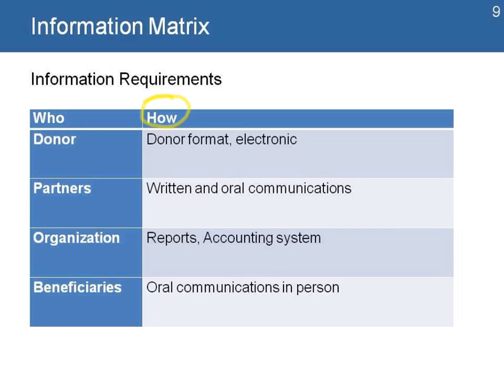Next is how. And this is important because the requirements is not the same for everybody. The donor might need a specific format in which the information needs to be organized. It may need it to be sent electronically. Partners might need it written or oral communications. The organization needs specific reports or the use of accounting system to send the data. And beneficiaries could be oral communications or having in-person presentations. How also helps us understand how it's going to be the effort to convey this information to the different stakeholders.